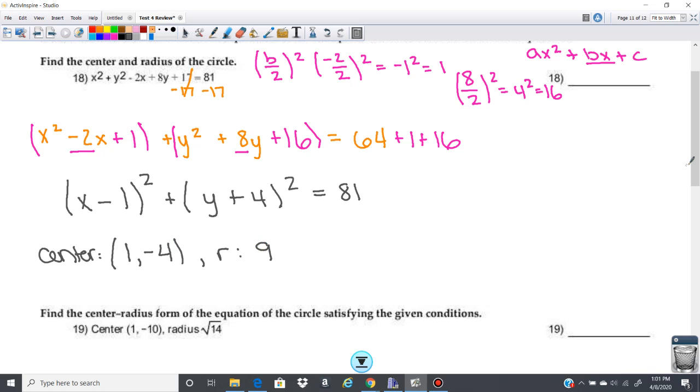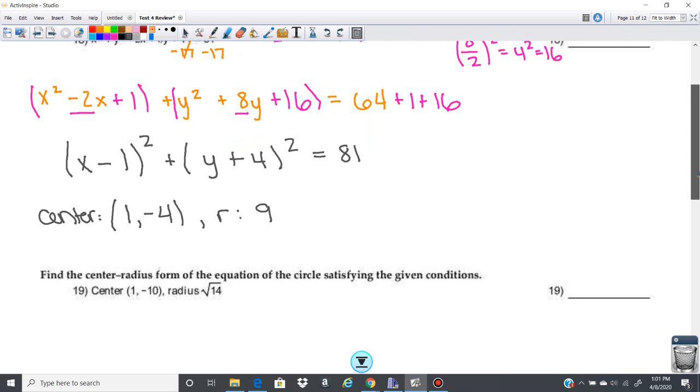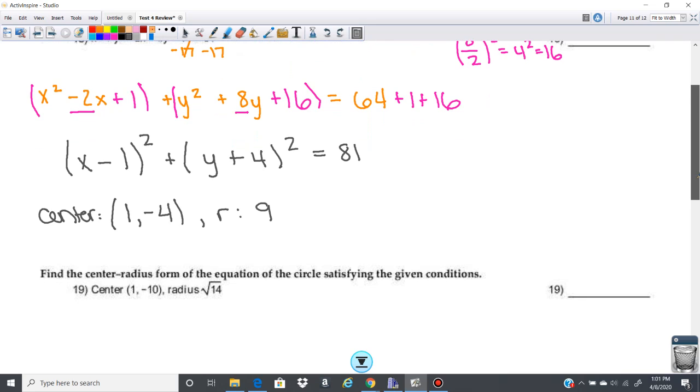The next problem says to find the center-radius form of the equation satisfying these conditions. So we're just putting this back into this form here. And again, that form is x minus h squared plus y minus k squared equals r squared. So I have my h, k and I have my r. So all I have to do is plug those values in.